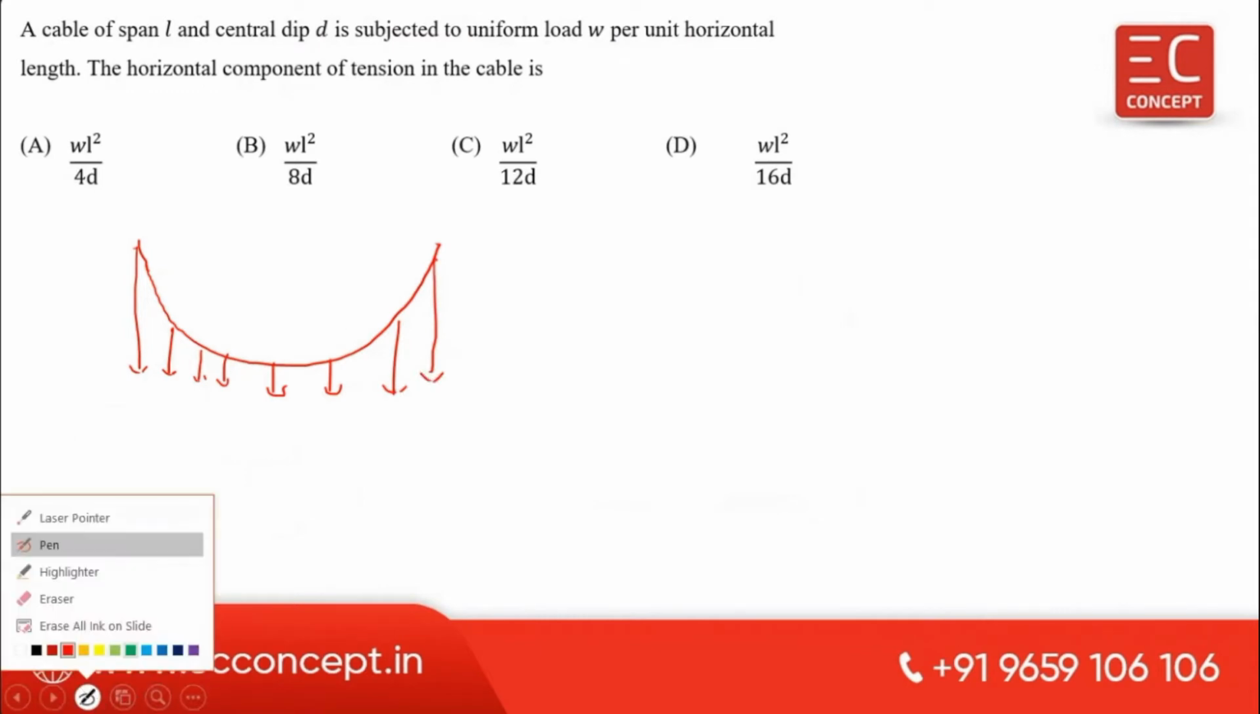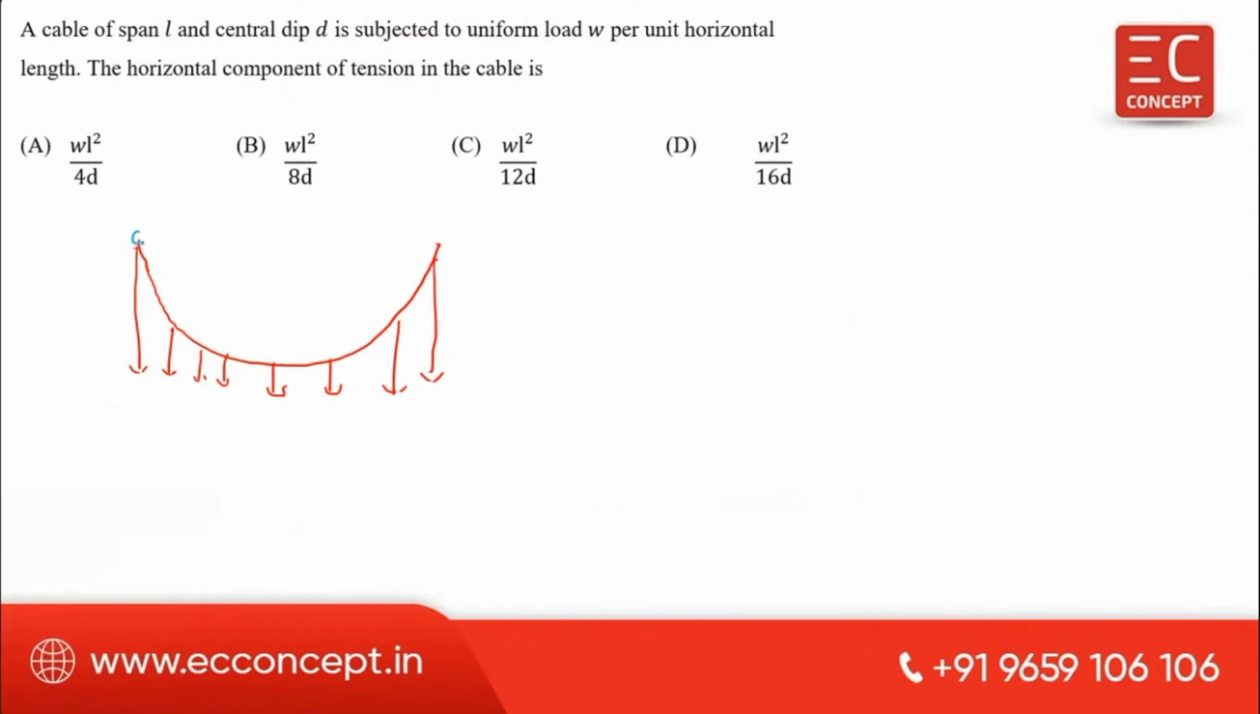So if you see the free body diagram, because of this load, this end and this end are subjected to VB, and this is the HB, and this is the VA, and this is the HA. And this is the length of the cable. This is the central dip of the cable that is given. Then they are asking, what is the horizontal component of the cable? So HA they are asking. For that, first of all, you have to calculate this one.